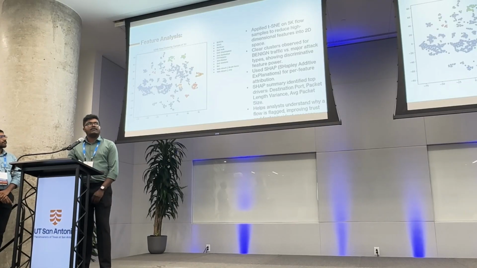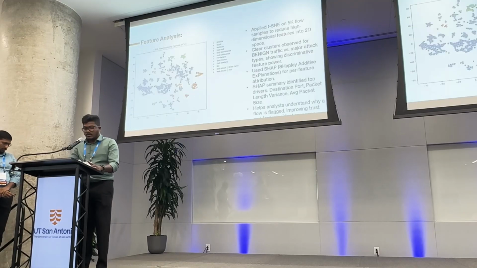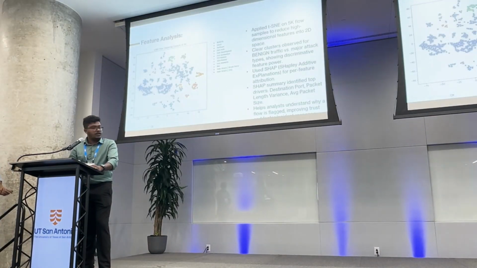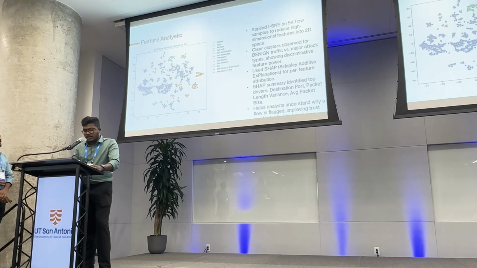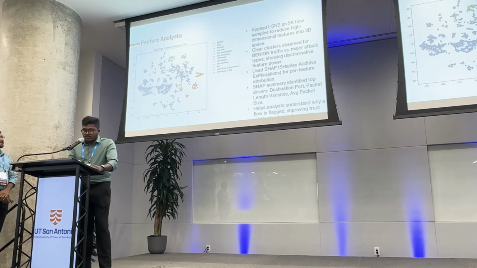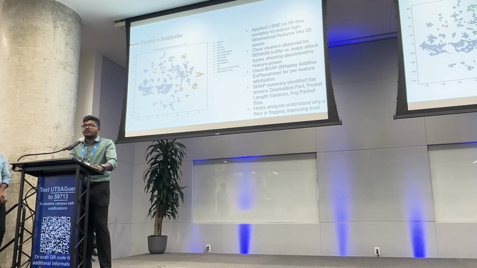Here we also applied SHAP to interpret our models globally. The summary plot revealed that features like destination port, packet length variation, and average packet size were among the most influential. Together, these analyses help us trust and validate the model decisions.